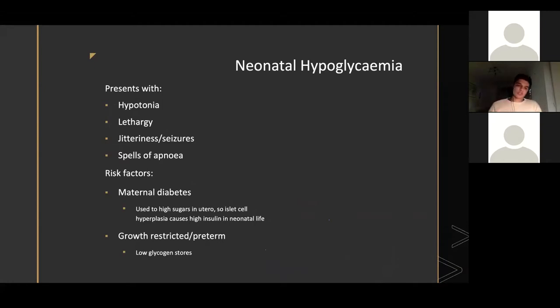The second thing is if the baby's too small, so if they're growth restricted or preterm, they haven't had time, or the nutritional supply, to build up glycogen stores. So when they are born, they are unable to release glycogen to maintain a reasonable blood sugar level. Does anyone know what level of glucose we're trying to maintain? Okay, 4 is a touch high. So in adults it is. In the neonatal period, 2.6. I don't know how much you'll want to actually remember that specific number, but 2.6 is stuck in my head. So that's the number you're going to aim for, and make sure it's above that. As long as it's above that, you're probably safe.